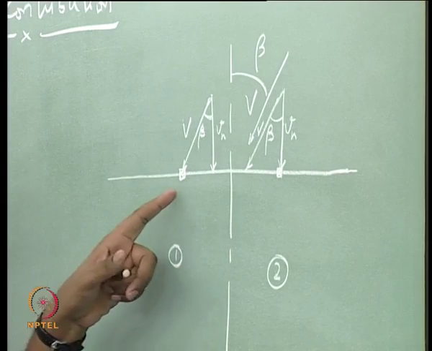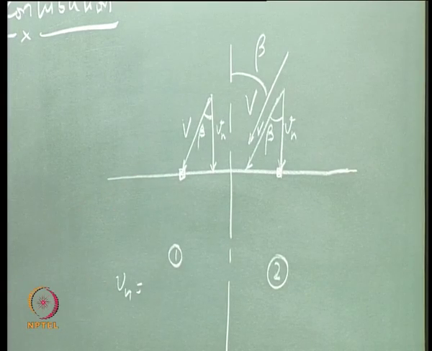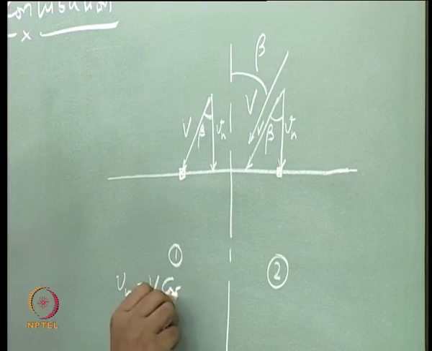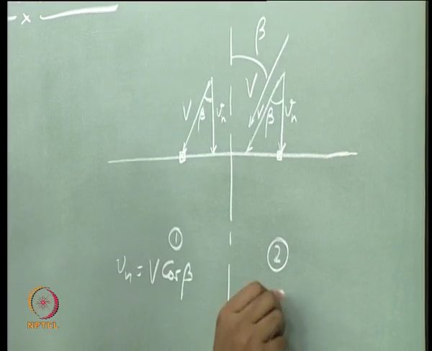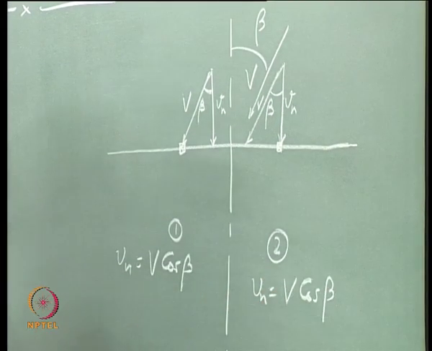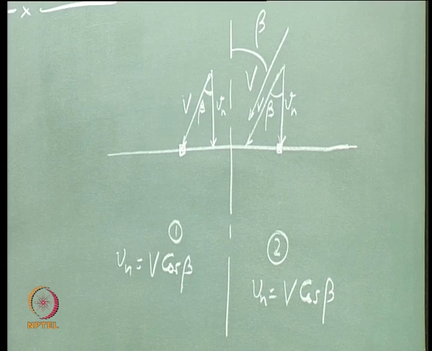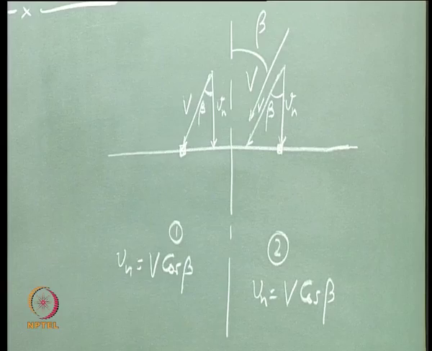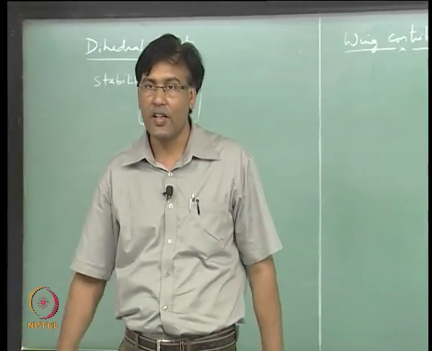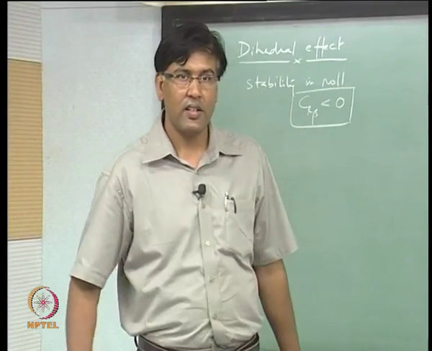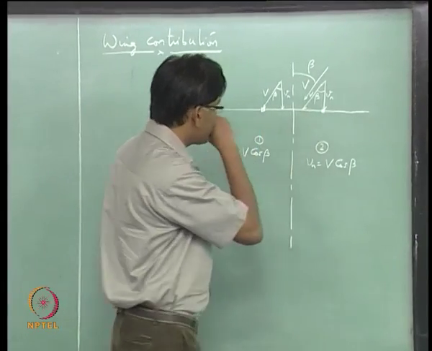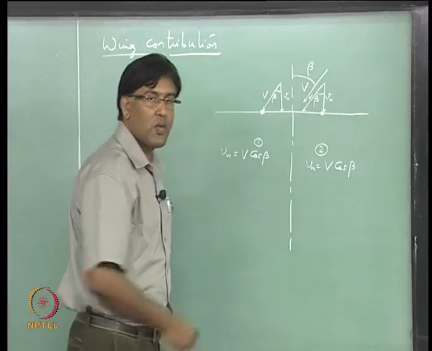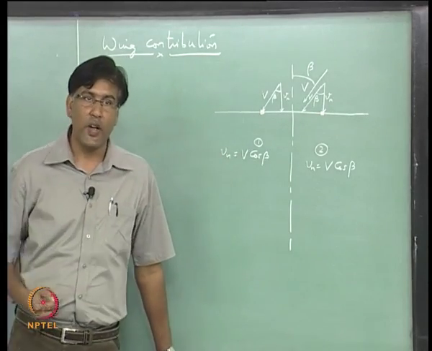So, Vn at station 1 is V cos beta and station 2 is also V cos beta, right. So, we will not expect any roll because of this situation, right, if the wing is a rectangular straight wing, not a wing with sweep.